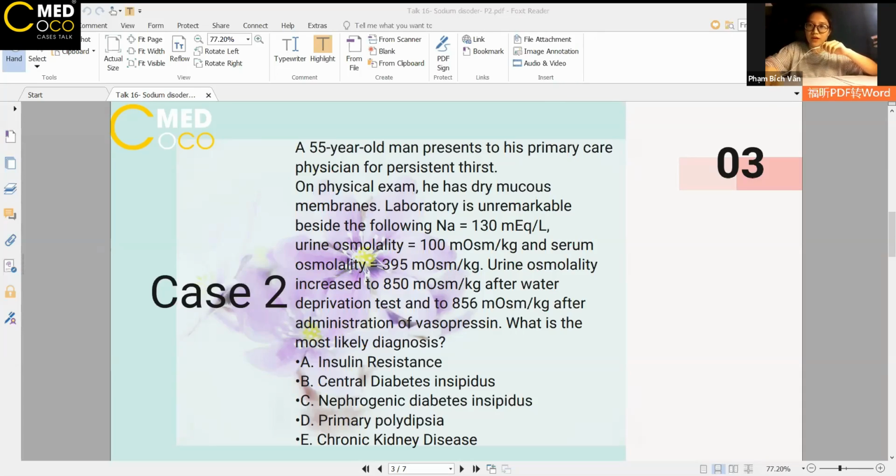Urine osmolarity increased to 850 after water deprivation test and to 856 after administration of vasopressin. What's the most likely diagnosis?